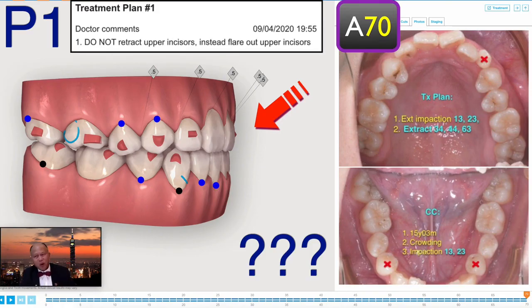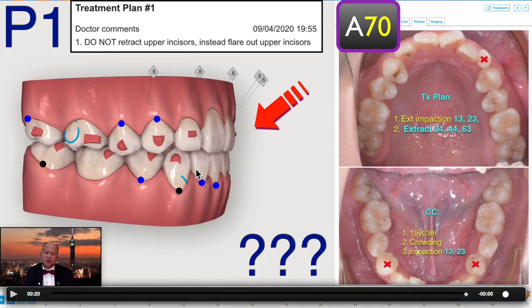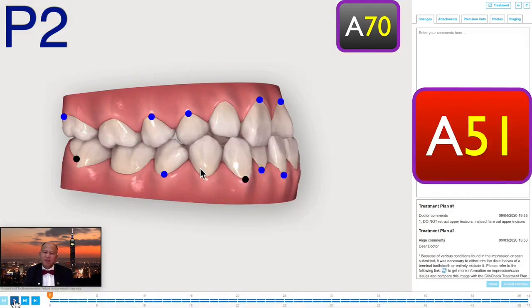So my comment on plan 1 was: do not retract the upper incisor. Instead, flare out the upper incisor, because you want to correct the anterior crossbite. Why would you want to retract the upper incisor? Instead, I want to flare out the upper incisor to correct the anterior crossbite as soon as possible. With that simple, concise instruction, the next day plan 2 looked like this.